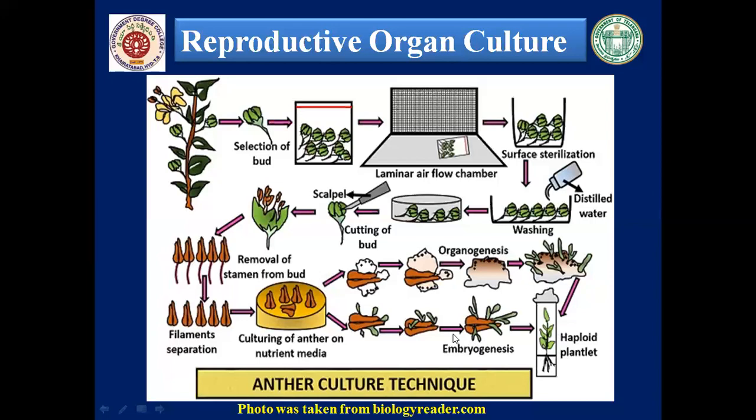These embryoids are structurally similar to zygotic embryos, but they develop in tissue culture only, through dividing somatic cells. From the embryos, you can see development of haploid plantlets. So either it is through organogenesis or through embryogenesis, from the anthers you can see development of haploid plantlets. This is the picture which shows the stages of the anther culture technique very clearly. I hope this picture is clear for you.